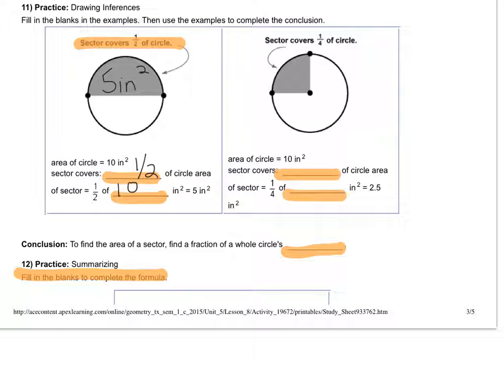Okay, then our next example over here says the sector covers a fourth of the circle and the area once again is 10 inches squared. This area covers a fourth of the circle's area, so a fourth of the 10 inches squared is going to be 2.5 inches squared. So this little space right here in gray is 2.5 inches squared.